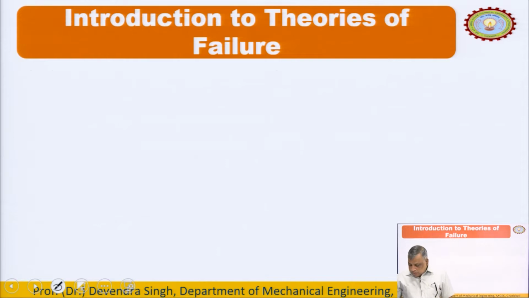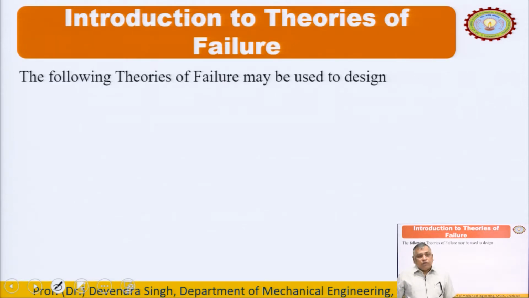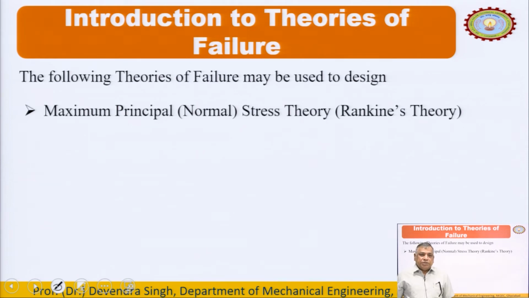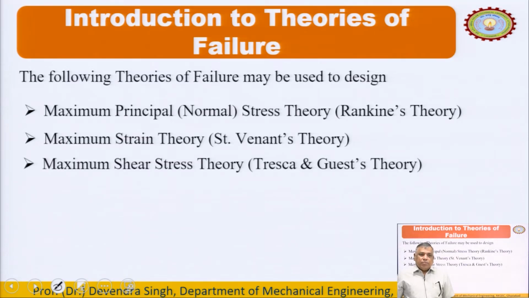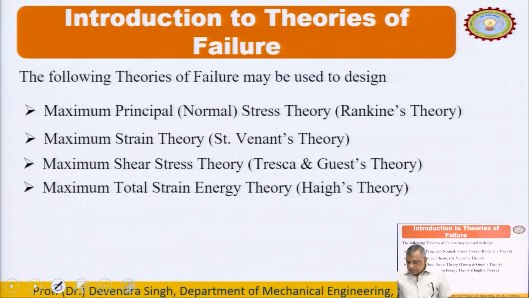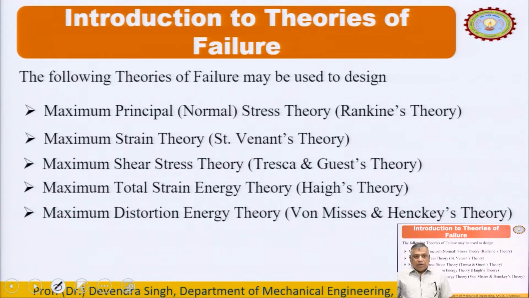There are 5 theories of failure primarily. These are the maximum principal normal stress theory, or another name is Rankine's theory, named after the person who gave it. Maximum strain theory, St. Venant's theory, maximum shear stress theory, that is the Tresca and Guest theory. Then maximum total strain energy theory, that is Haigh's theory, and maximum distortion energy theory, von Mises and Hencky theory.